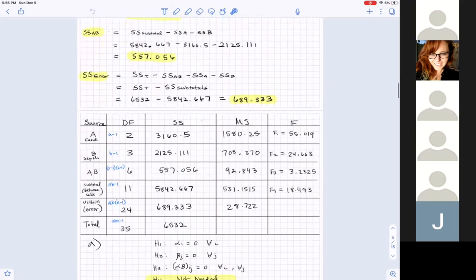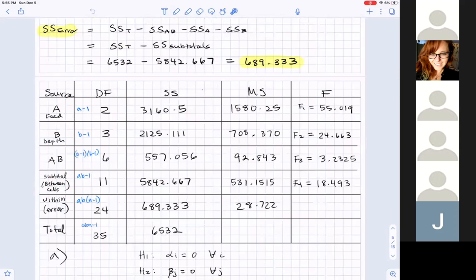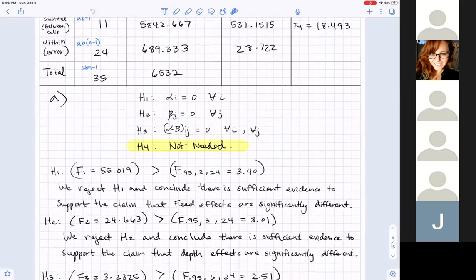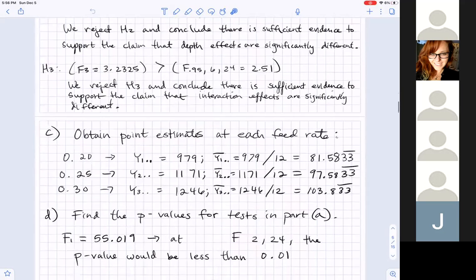Let's go to this part. Also, one thing to pay attention to is that your between is your subtotal, and it's just going to equal A plus B plus AB. And then your within is going to be your error, and they're interchangeable. If you are not in Erica's section, you may not know this, but we do not know which notation or terminology they are going to use tomorrow, so it might be good to take note of that. And your subtotal plus your within is going to give you your total degrees of freedom. Just little things, if you're not in Erica's section.